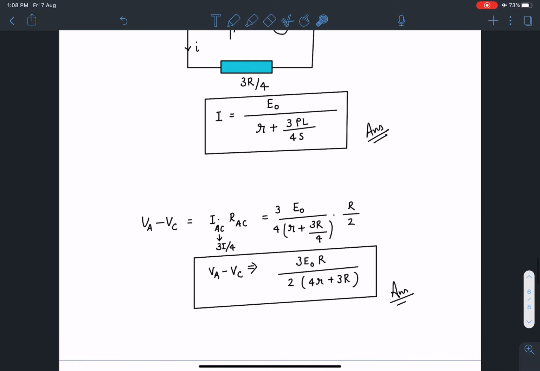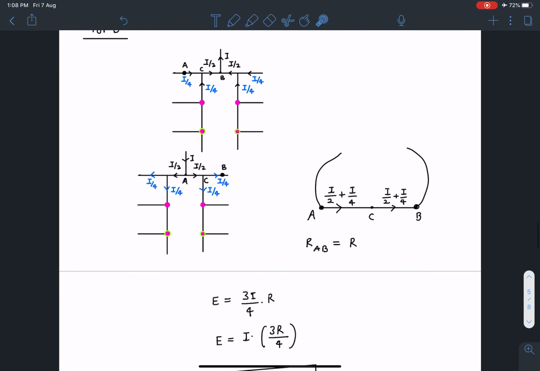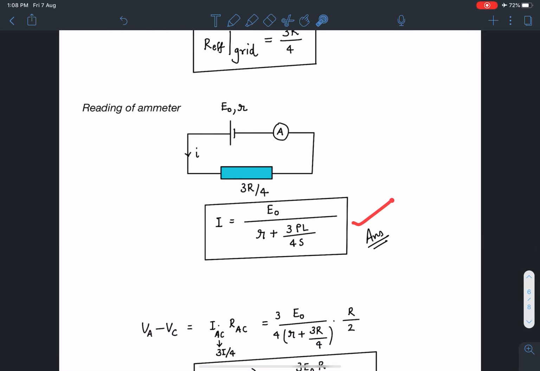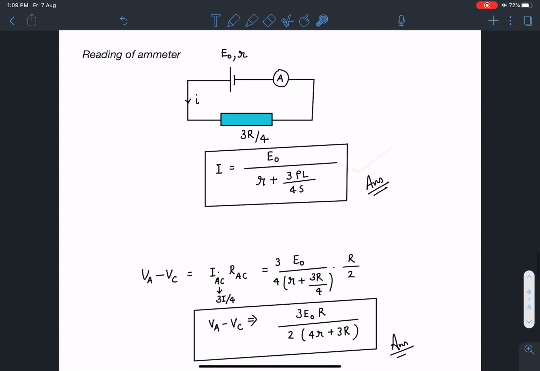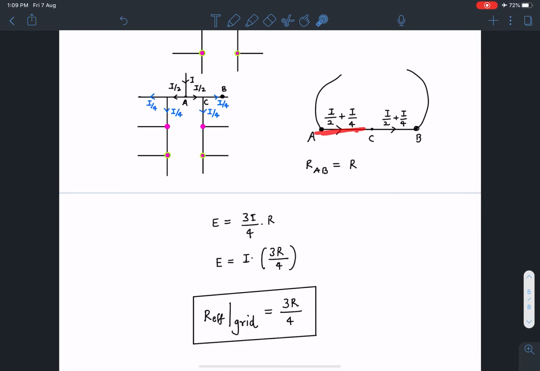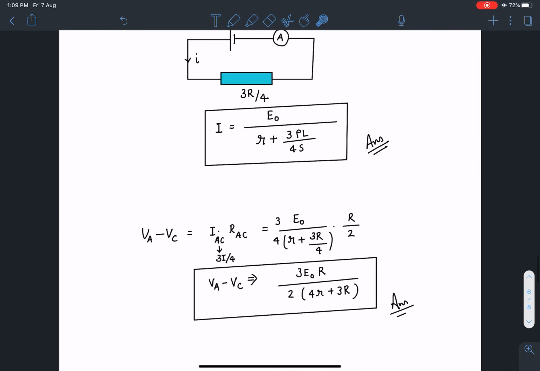Similarly, here V_A minus V_C, if you see in this case, V_A minus V_C, it is going to be current in this branch times R by 2. So current in this branch is known to us. This is the total current from the circuit. But in AC, current is 3I by 4. So 3I by 4 multiplied by resistance of AC, which is going to be R. If I substitute value, this is what I am going to get. This is going to be the answer for this part, and where R is rho L by S.